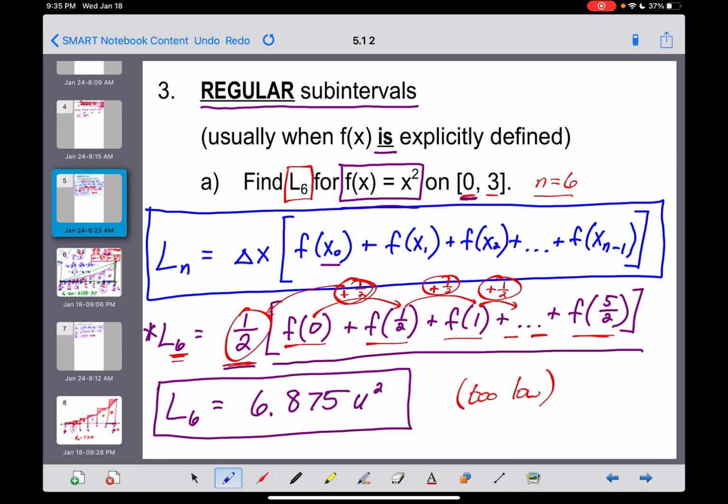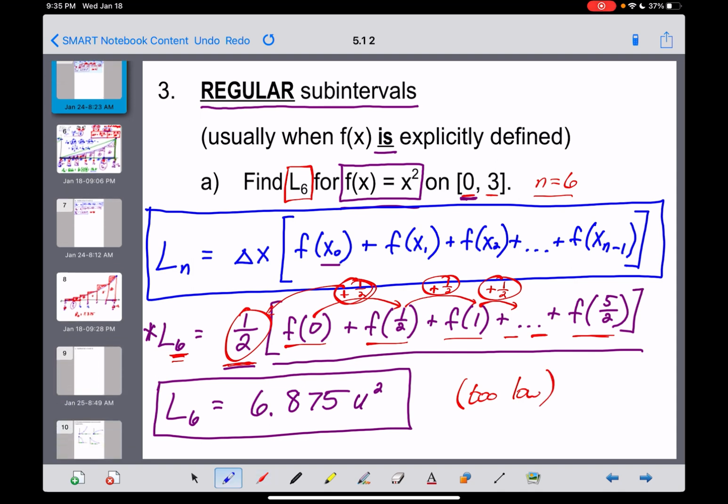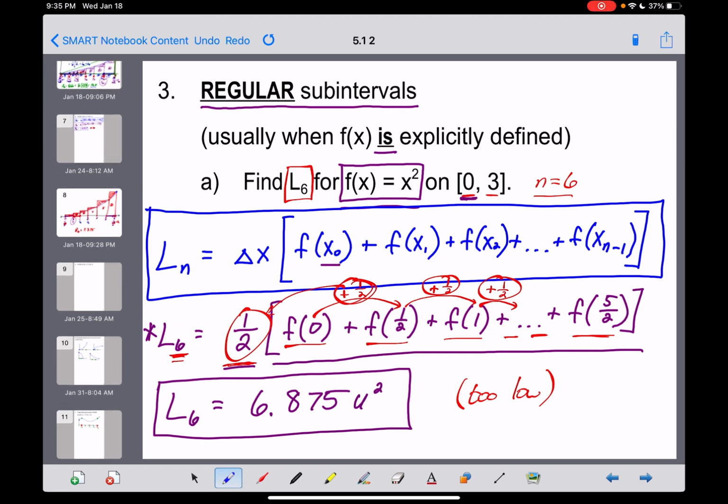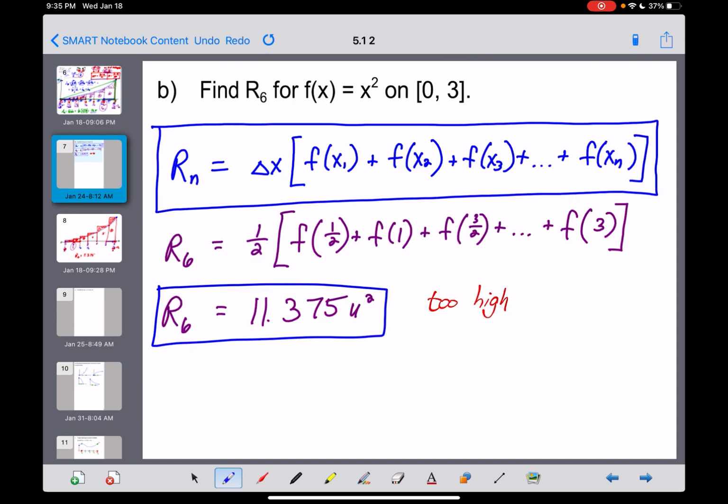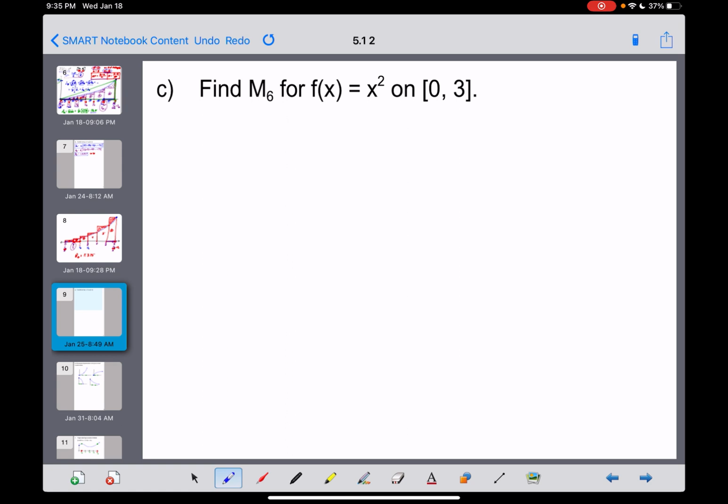So what does that tell us, guys? The true answer is probably somewhere in between those two values. So what can kind of split the difference between a left endpoint approximation, which in this case, although not always, was too low, and a right approximation, which was too high? How about we start talking about a midpoint approximation? So let's get working on this one.